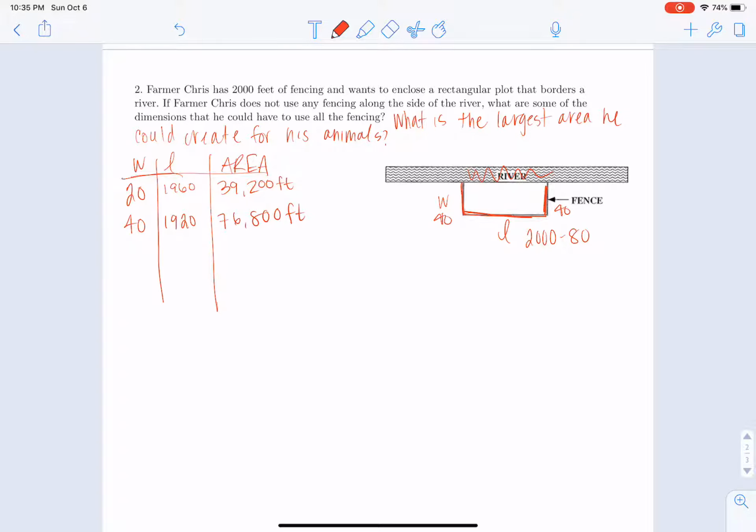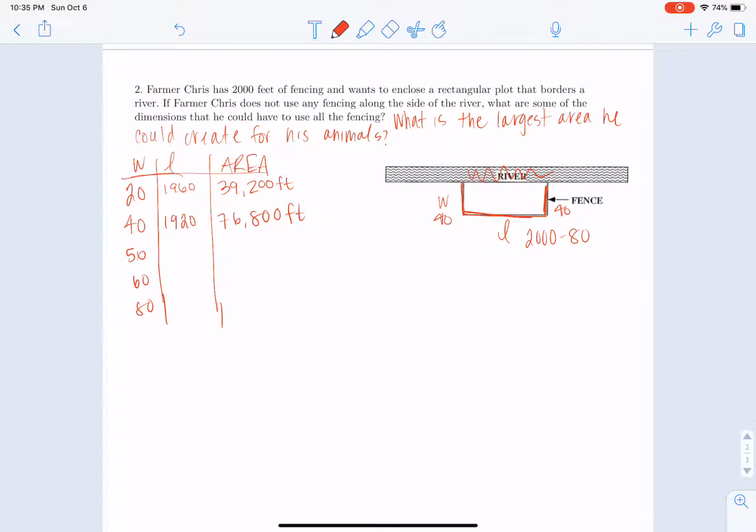So let's say I went to 50 or 60 or 80, right? At some point, my width would start getting larger than my length, and I would end up making a different shape here for my fence. So thinking that our overall goal is to get the largest area, let's see if we can create some sort of equation here.